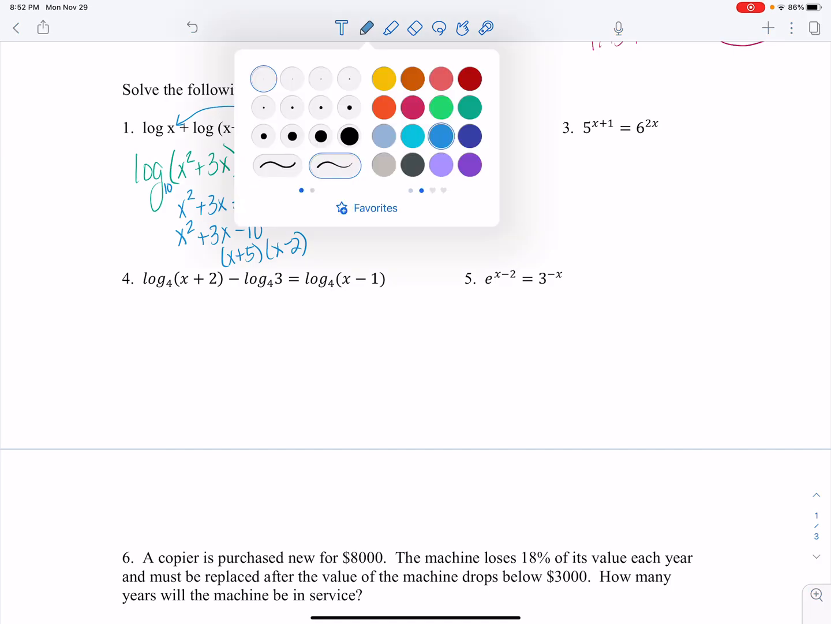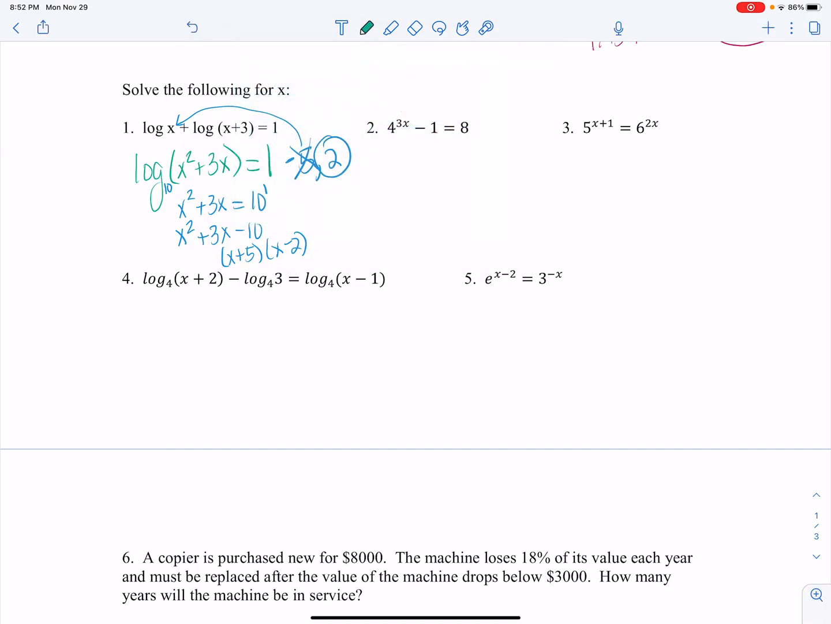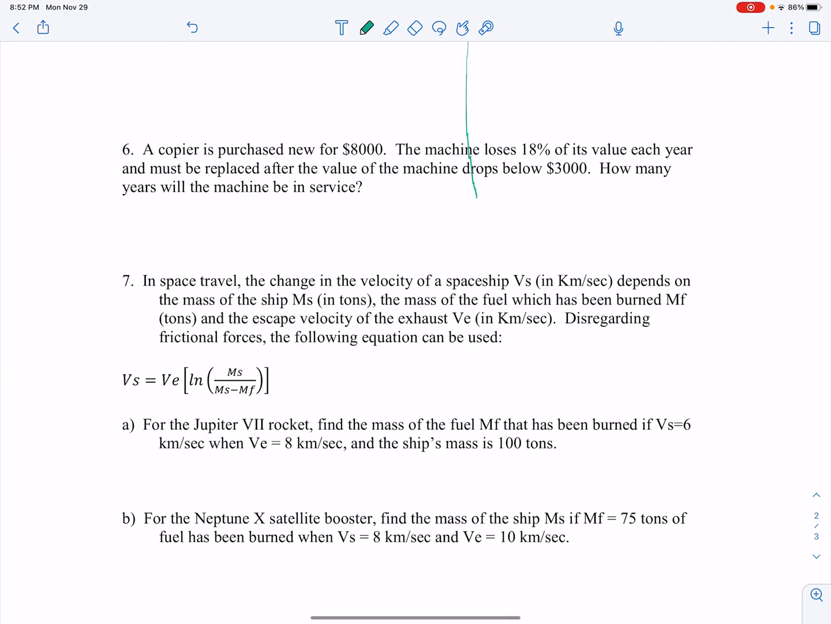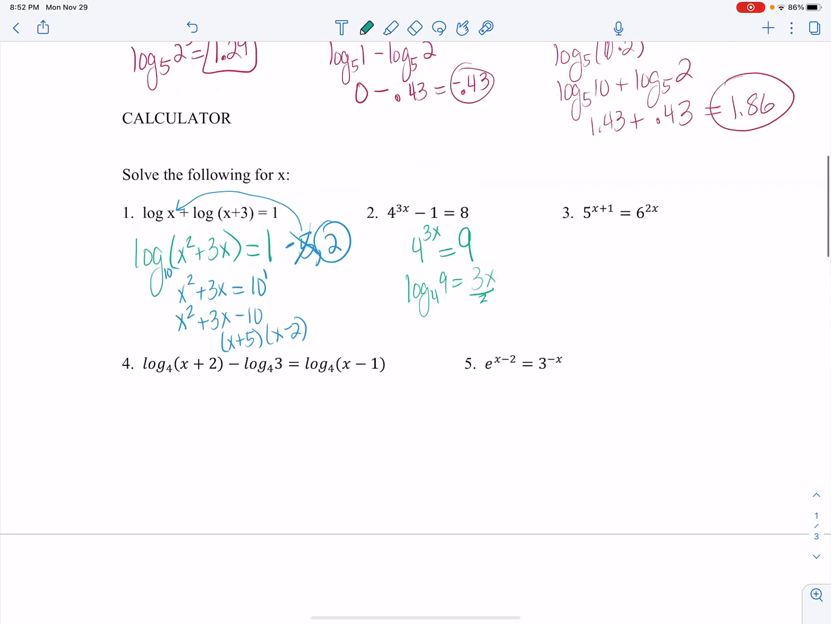All right, so the next one, you have to add the 1 first, because you cannot log, oh, that's a 9. You cannot log until you get it by itself. It's got to be isolated. So now I can do the log base 4 of 9 equals 3x. And then I would divide both sides by 3.